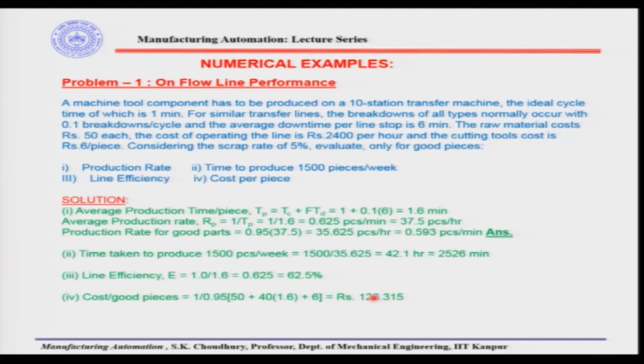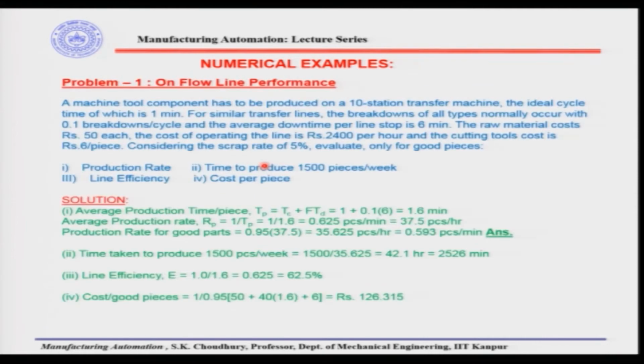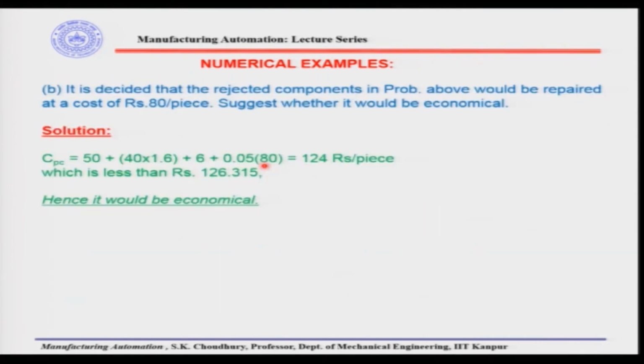This is the solution. Here we are using the theory that we have learned in the flow line performance analysis, and you can find out the production rate, time to produce, number of pieces, efficiency, cost per piece and so on. Now, suppose in the second example, it is decided that the rejected components in this problem have to be repaired, and the repairing cost is rupees 80 per piece. Suggest whether it would be economical.